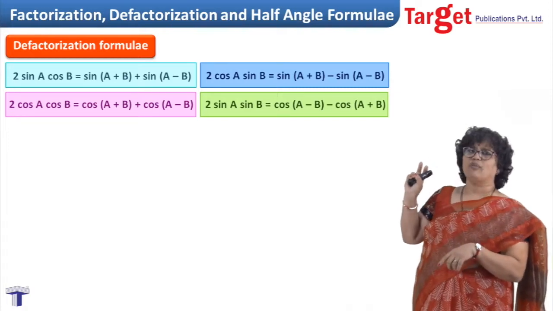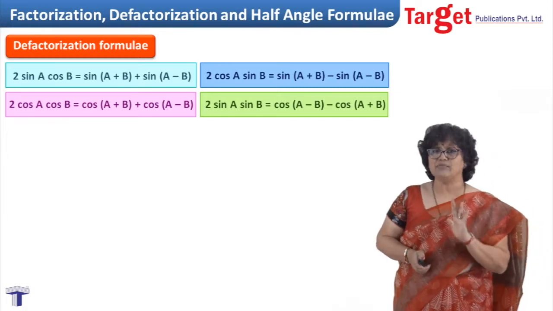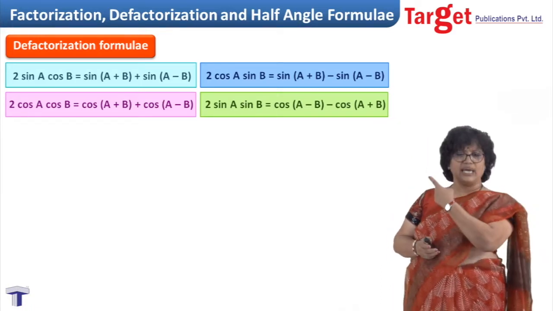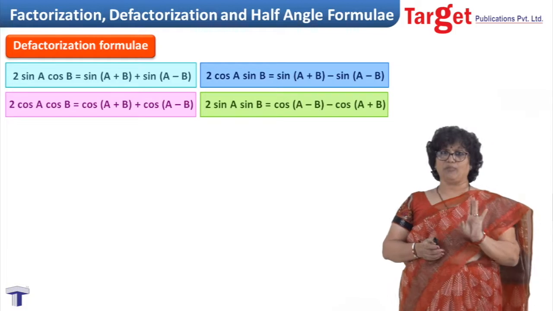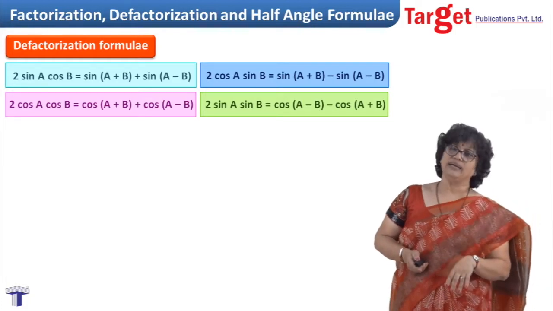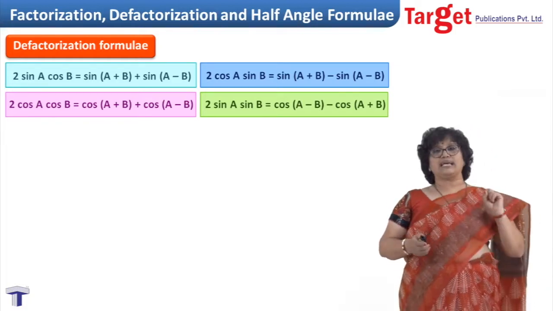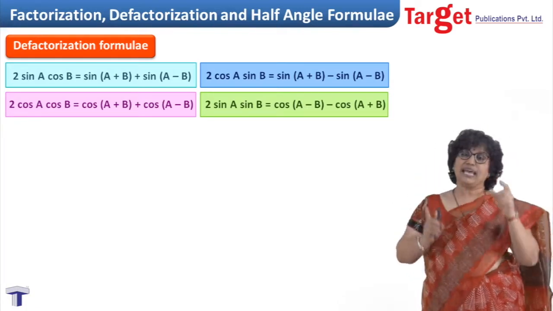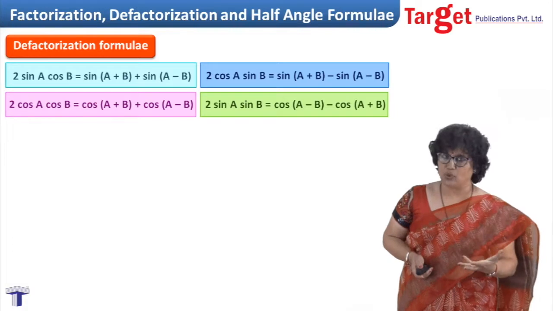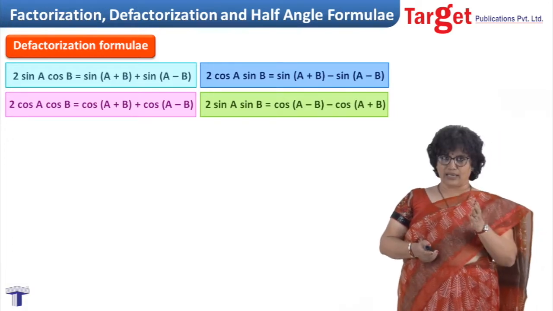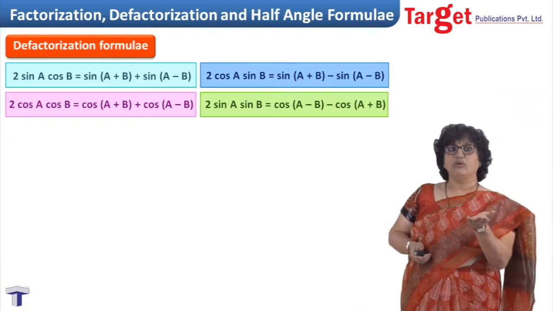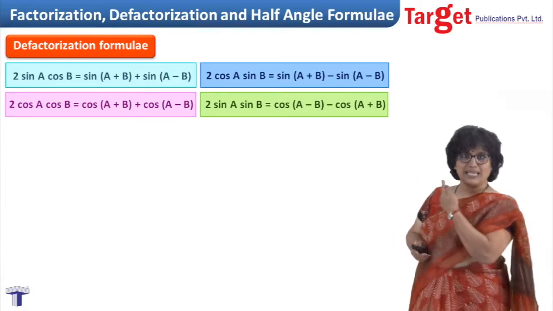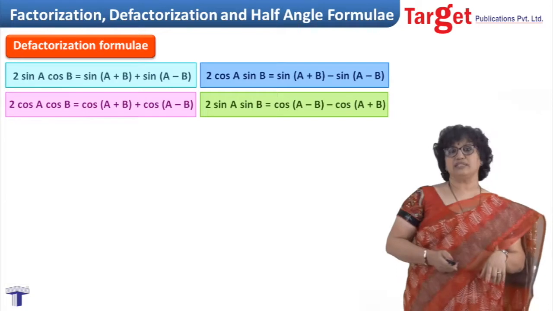This is the only formula where students at times get confused. But the rest three are very, very straightforward. Actually here also only that order you have to remember. Otherwise nothing special about it. Now why do we call it the defactorization formula? See the left hand sides. They were appearing as a product of two terms. And whenever you write a product in terms of a sum or a difference, that is called defactorization. So these four formulae are called defactorization formulae.